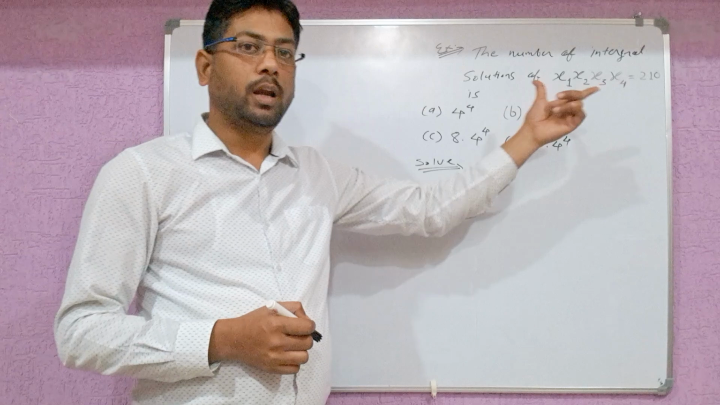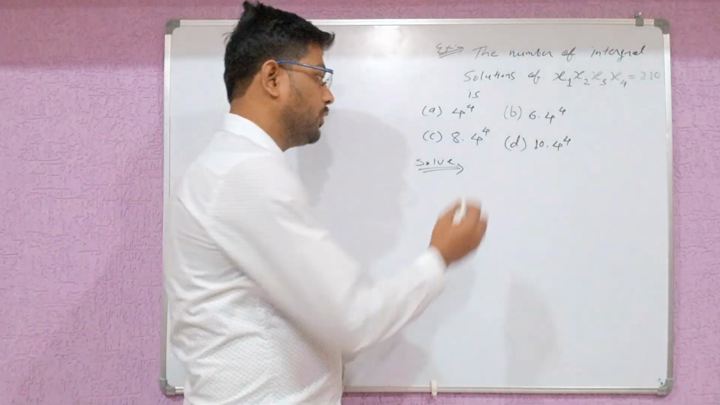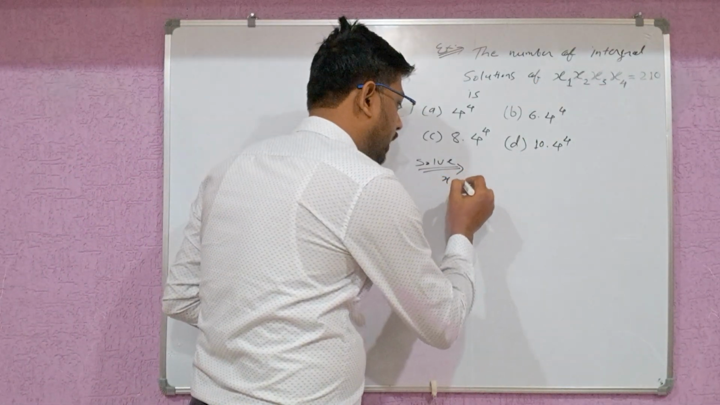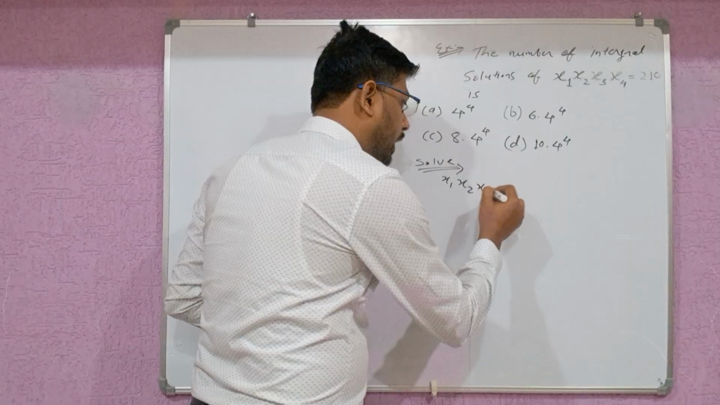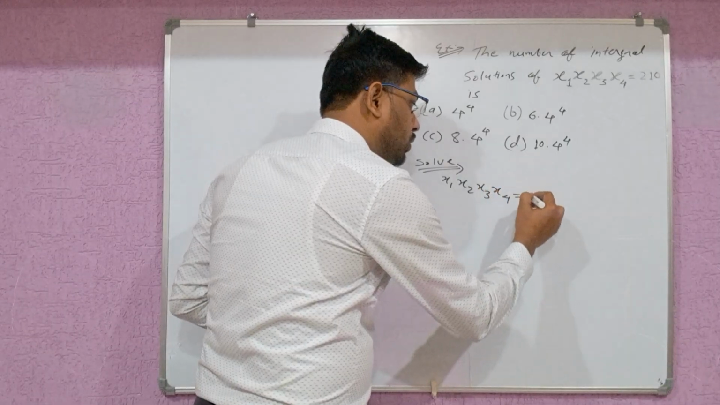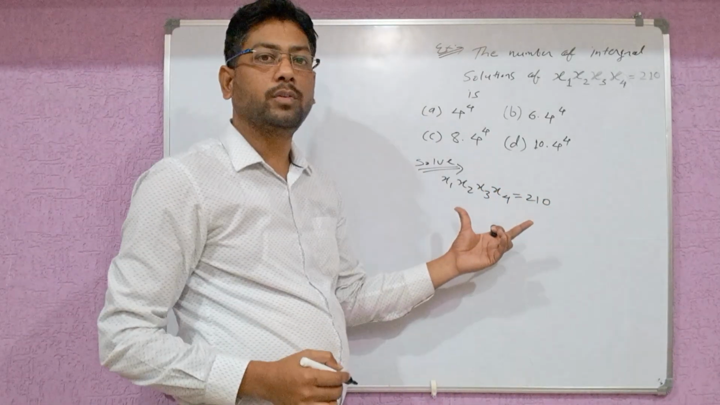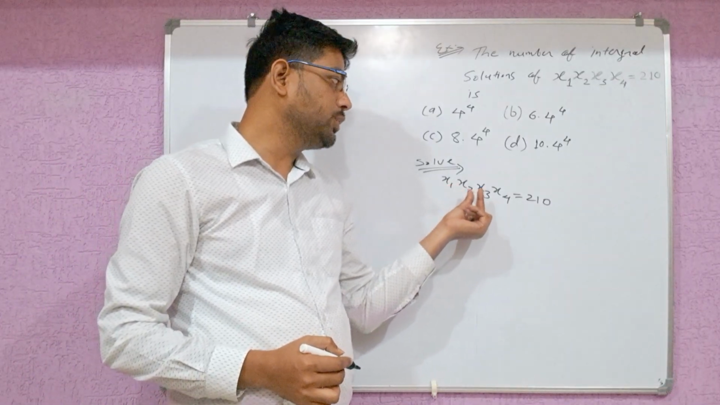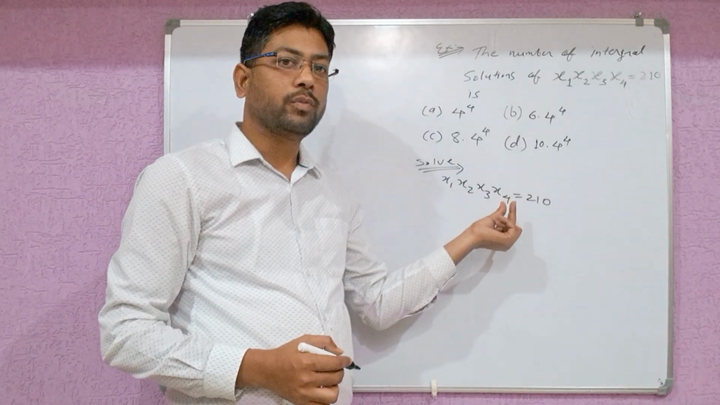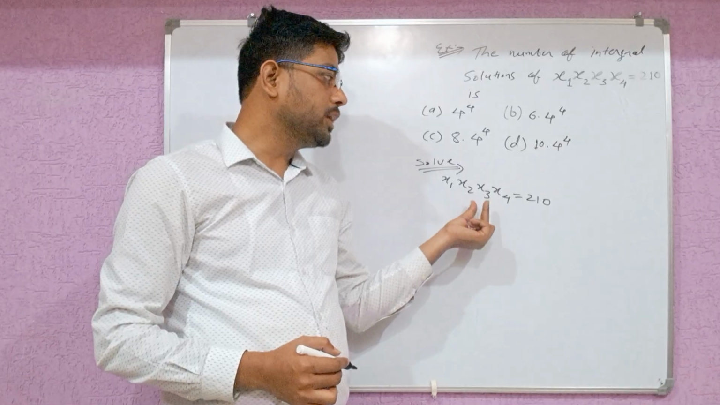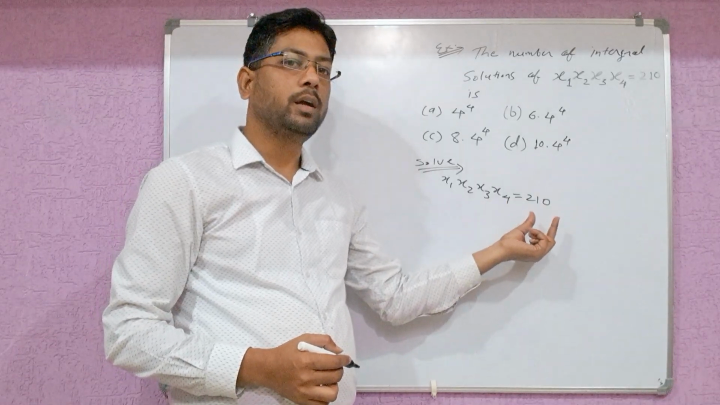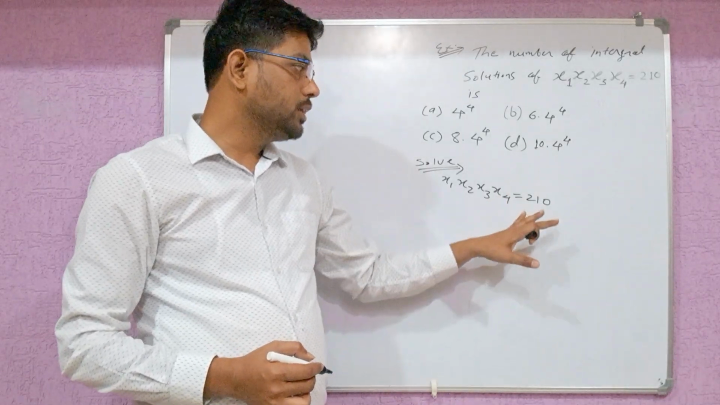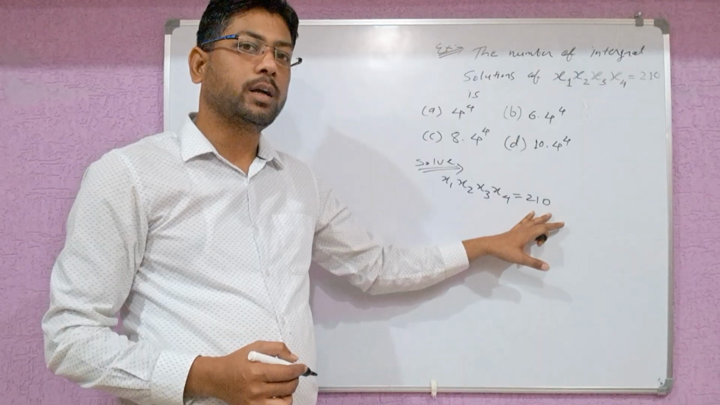Okay, so first of all let's write this equation. This equation is x1 × x2 × x3 × x4 = 210. This equation we have to solve. It means we have to find integer values of x1, x2, x3 and x4 such that the multiplication of all these four numbers is 210. In the right hand side there is 210.